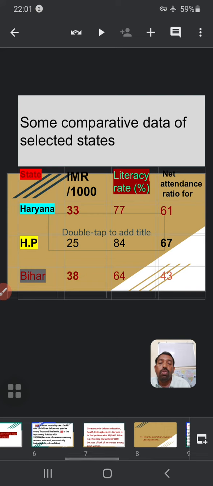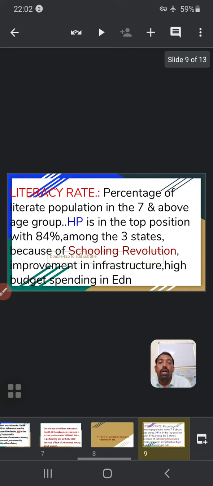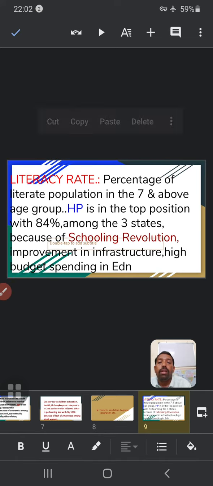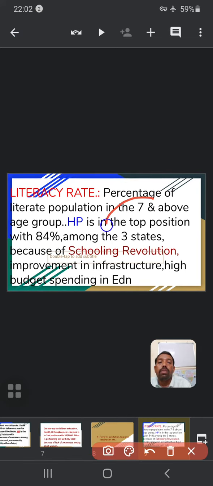Okay, so now see, literacy rate. First define literacy. What is the percentage of the literate population in the 7 and above age group? Why the 7? So you give your reply or post your comment in the comment box.